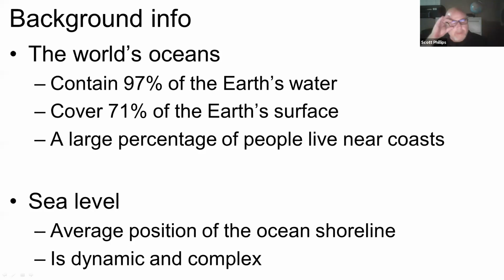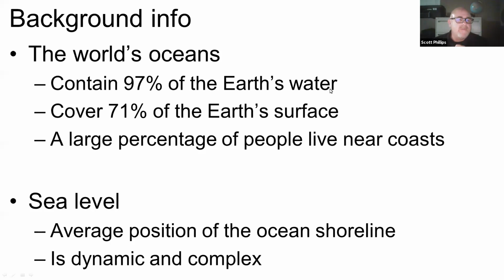Okay, the next topic, I want to add a little bit more from what we talked about in the hydrologic lecture in the past. We talked about the oceans, about how 97% of Earth's water is in the ocean, not fresh water. And they also cover about 71% of the Earth. And a large percentage of people live near the coast. So in the past, we've discussed issues related to sea level change.